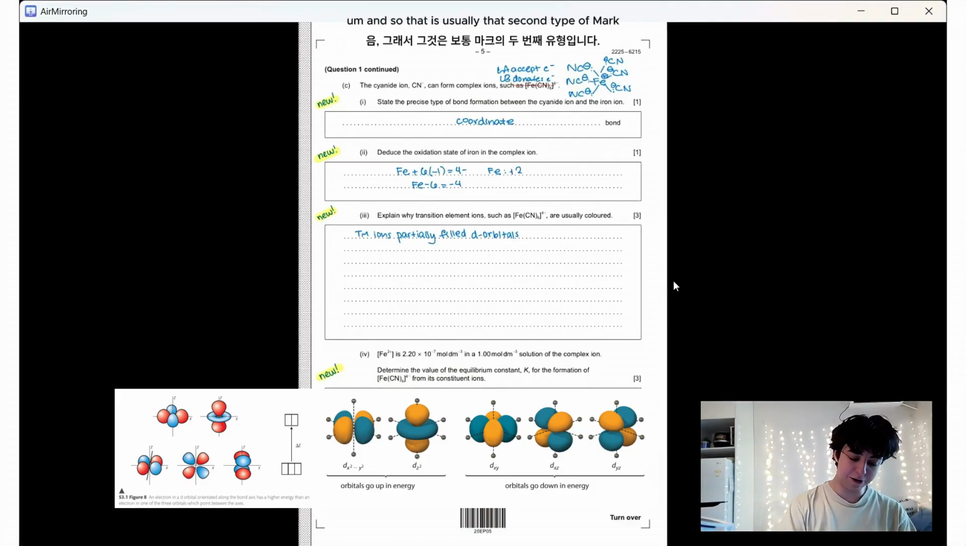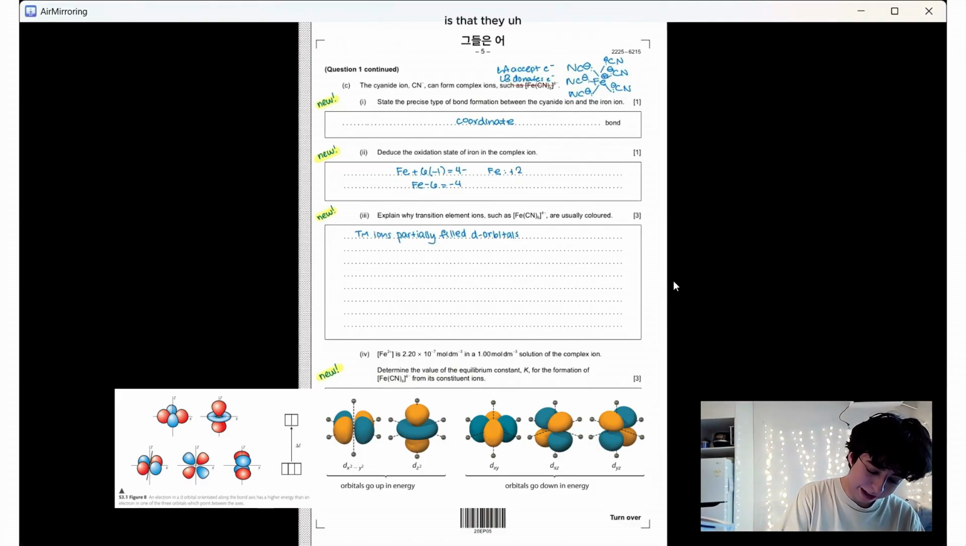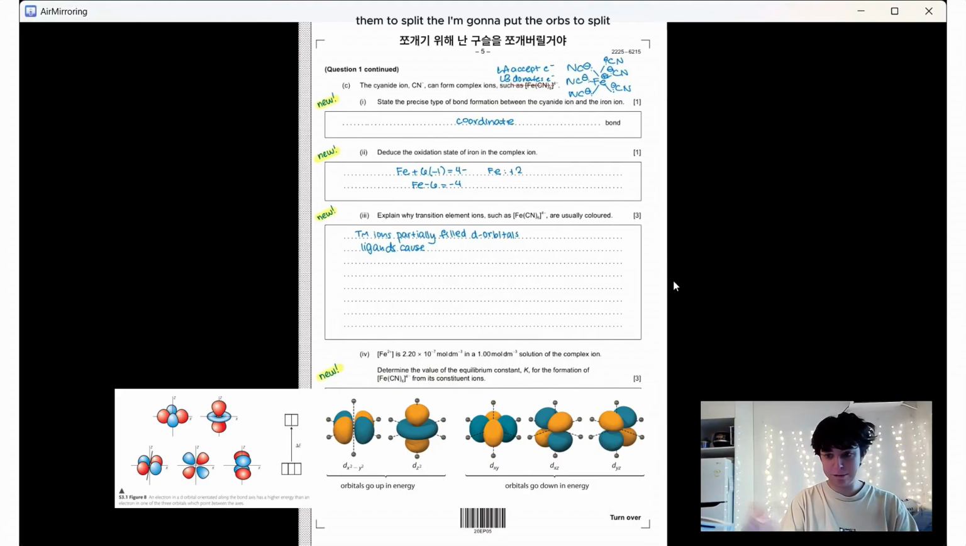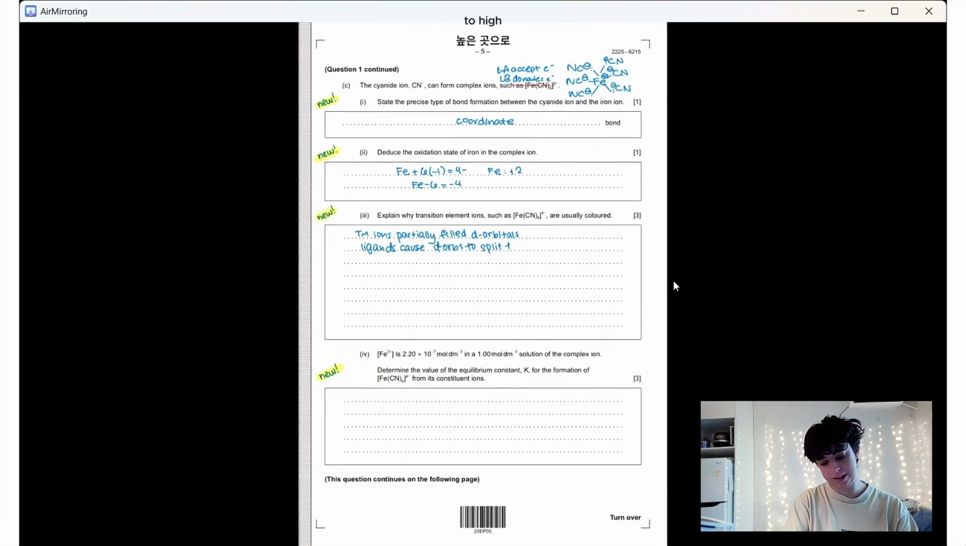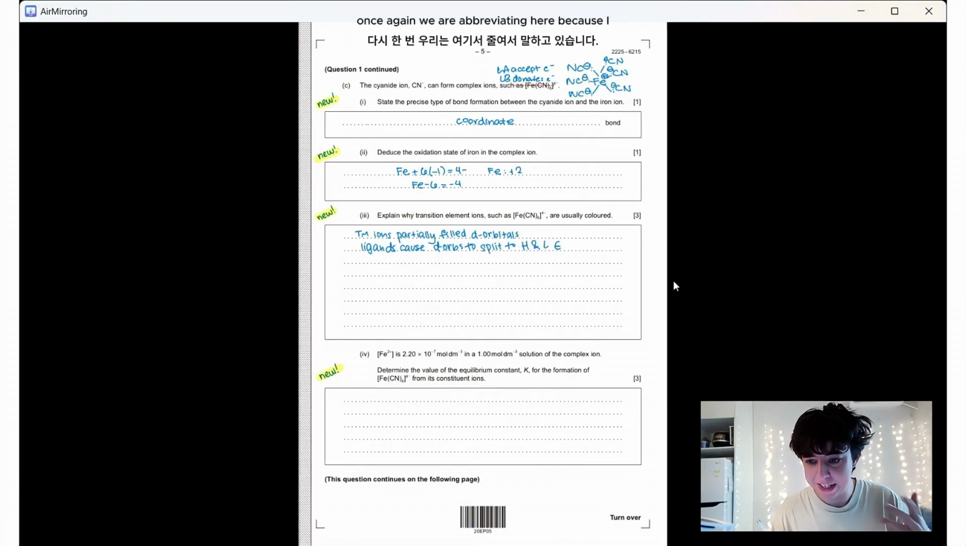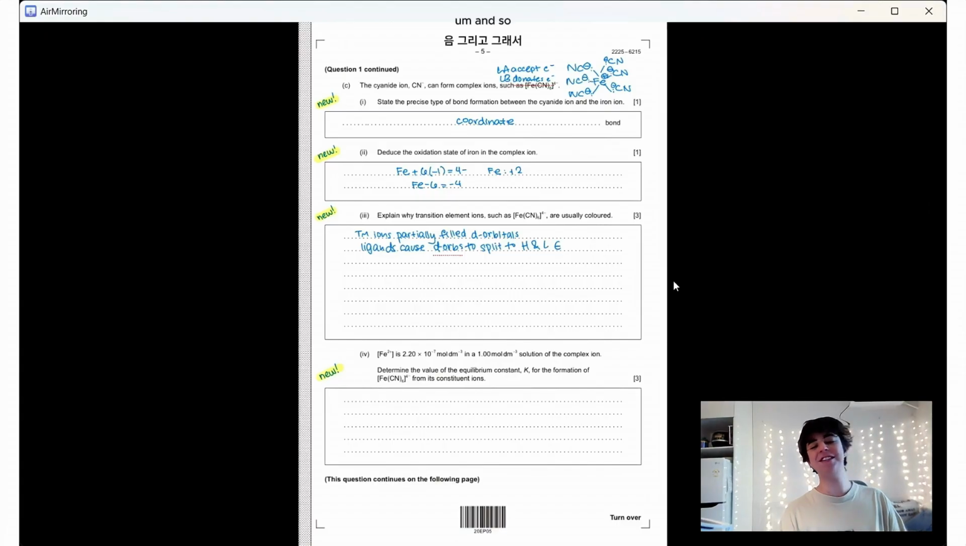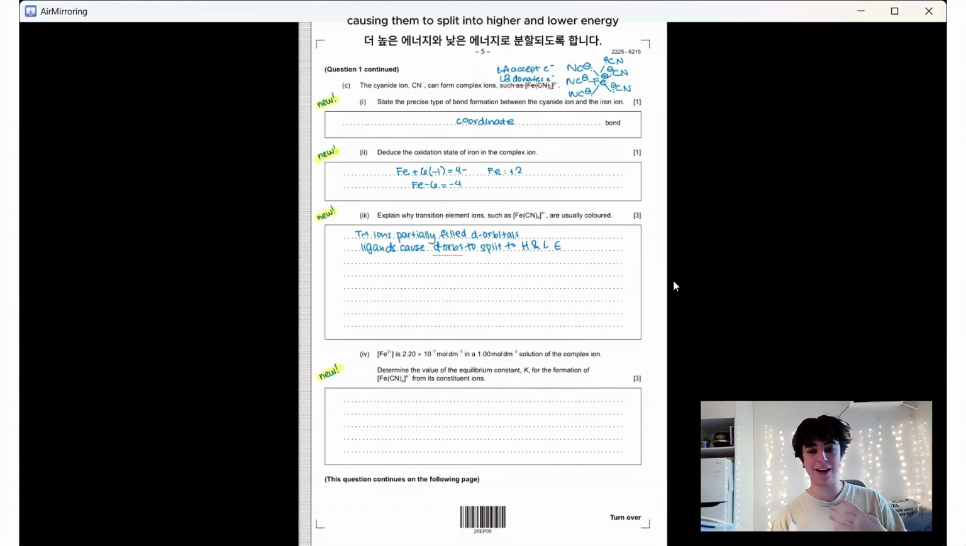Okay. And so that is usually that second type of mark, that ligands cause the d orbitals to split into high and low energy. Okay. Once again, we are abbreviating here because I talk way faster than I can write. And so it's causing them to split into higher and lower energy.